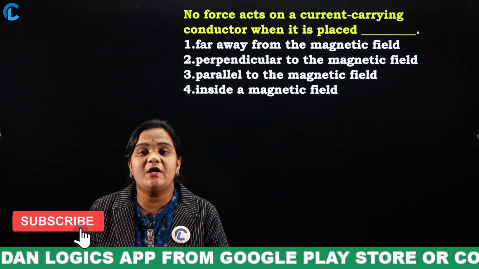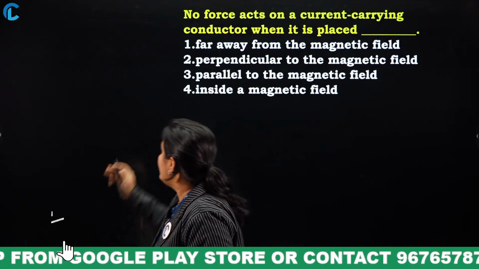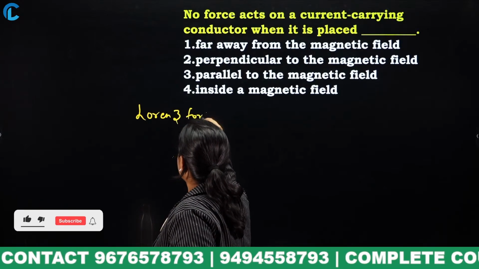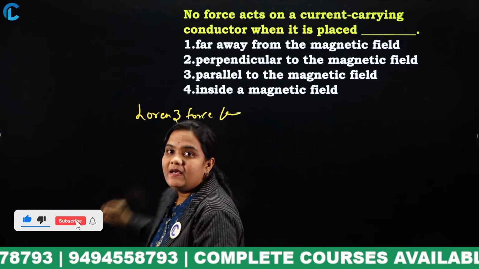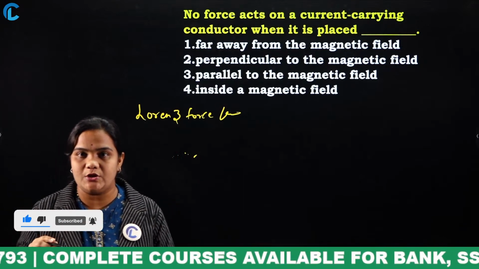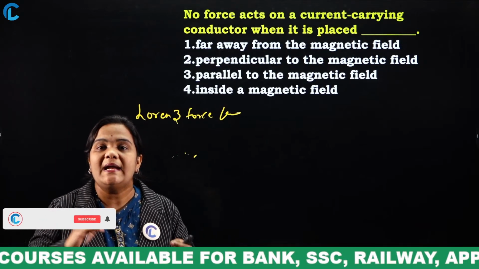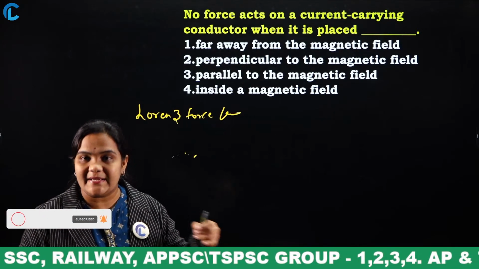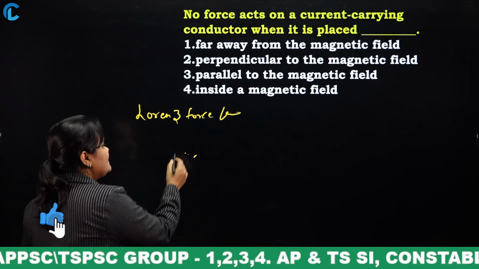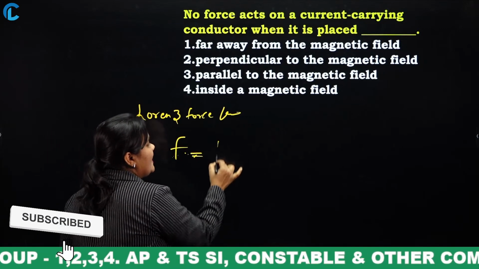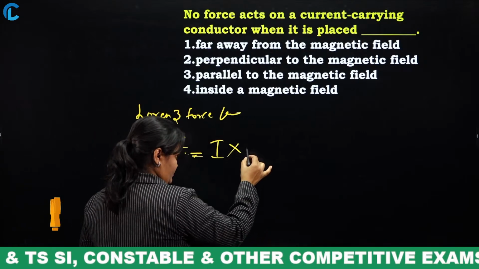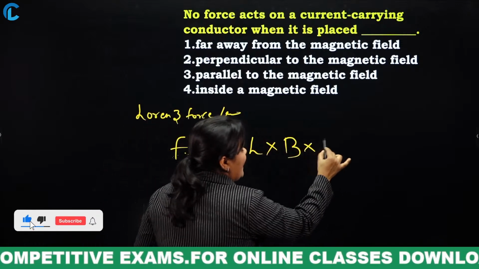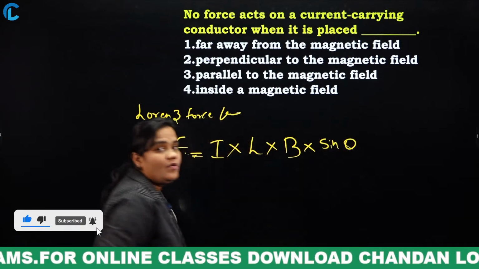As per the Lorentz force law, what does this law say? It says that the force is always proportional to the length of the conductor, the electric current and the magnetic field strength. F, the force, is equal to the electric current into the length of the conductor into the magnetic field strength into sin theta.